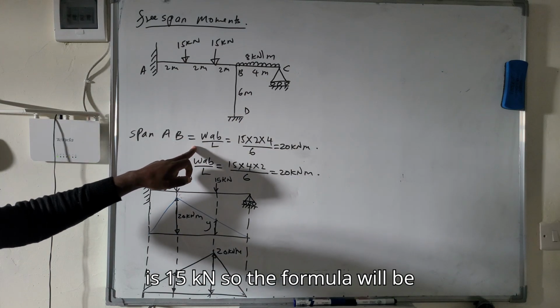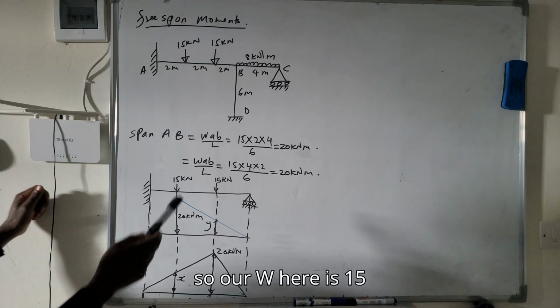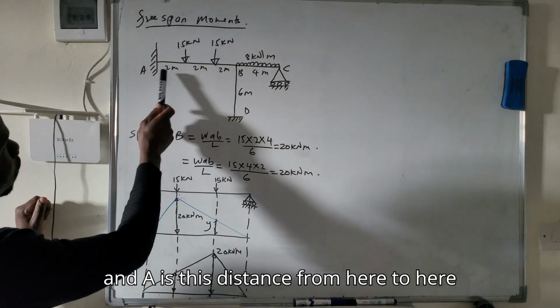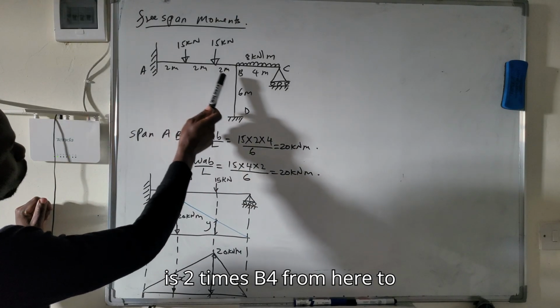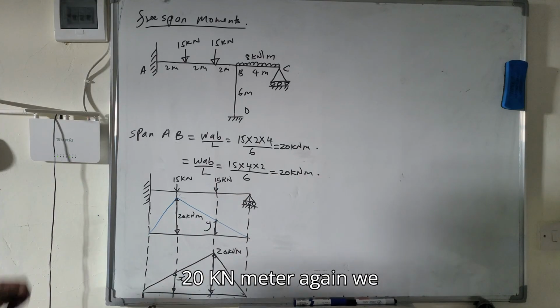So the formula will be WAB over L. Our W here is 15, and A is this distance from here to here, which is 2, times B, 4, from here to here, over 6. You get 20 kilonewton meter.